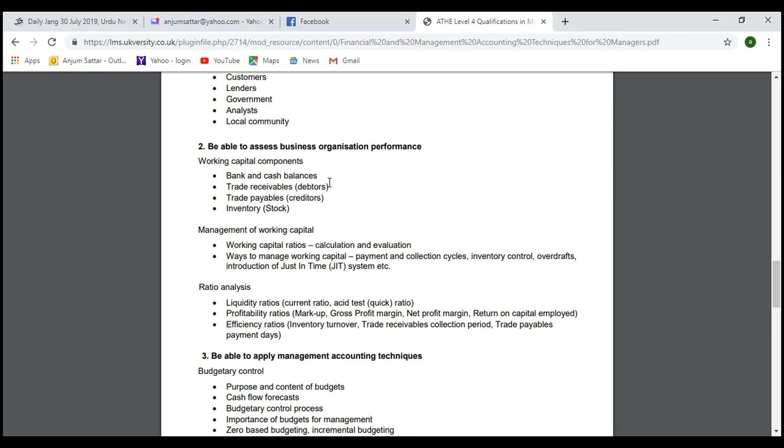If we have credit sales, we have a receivable. So trade payable means your credit supplier. When we are purchasing something on credit, we call them creditors, and we're supposed to pay money. These are our liability, and that is our asset, our receivable. So inventory is stock. Normally we have 3 types of stock: raw material, finished goods, and work in progress inventory.